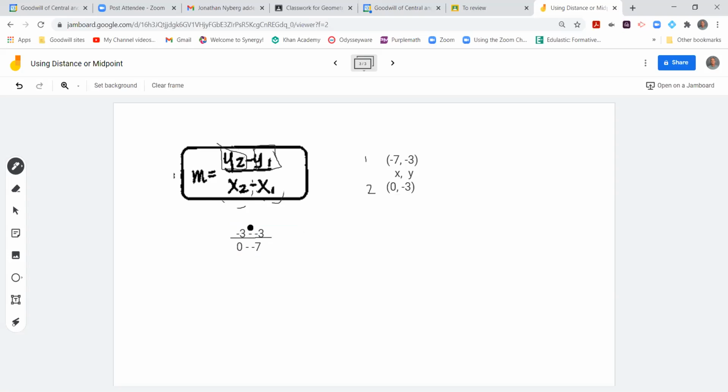This is what I mean about keep, change, change, missing a minus sign. -3 plus 3 is 0. 0 plus 7 is 7. This is a horizontal line. It's got 0 slope. The 0 is on the top.